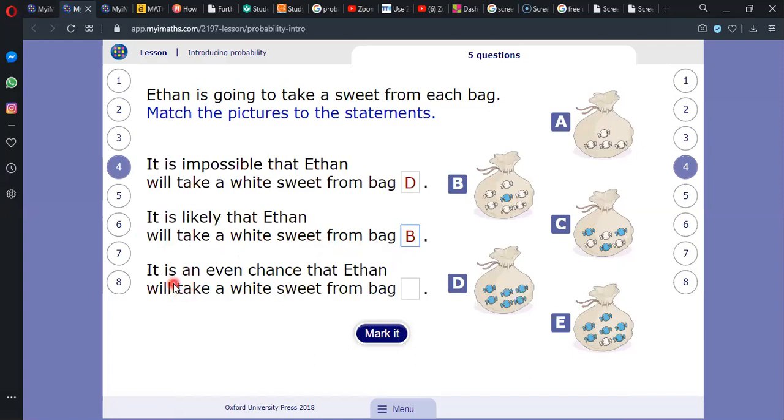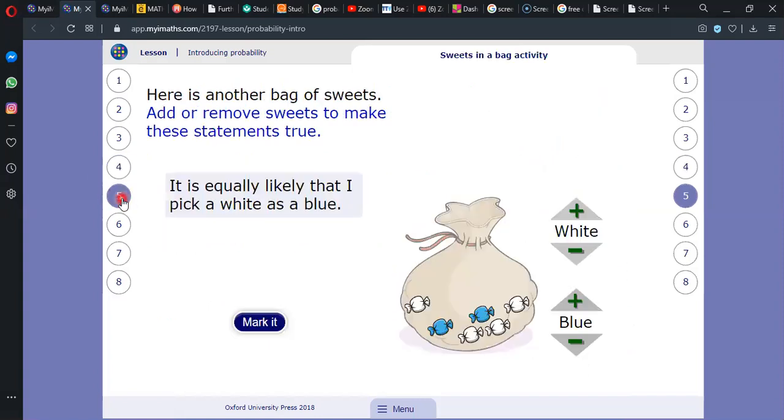The last one, it is an even chance that Ethan will take a white sweet from the bag. I'm looking for the bag that has an equal number of white and blue sweets to get an equal chance or an even chance. That is bag C, 3 blue, 3 white. So this should be for bag C. Let's mark it. All correct. Well done, guys. Let's move on.